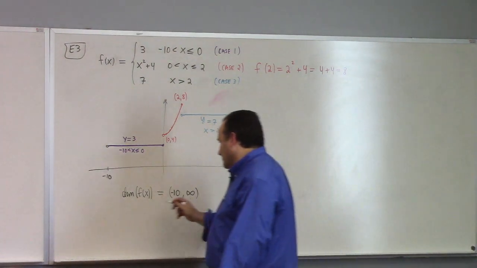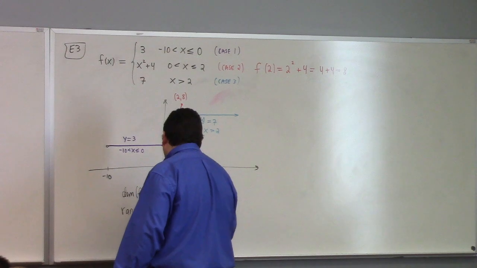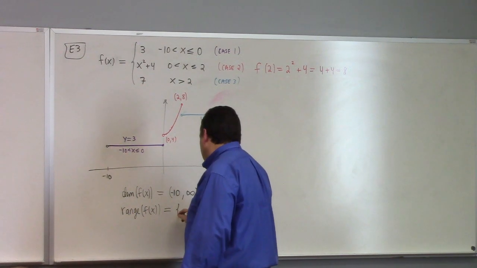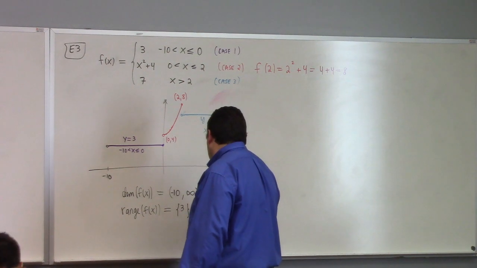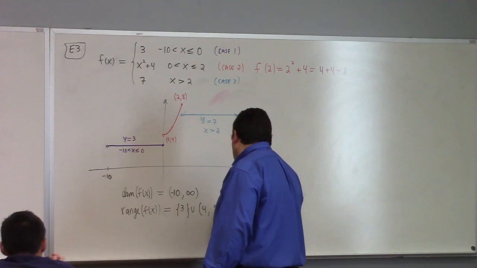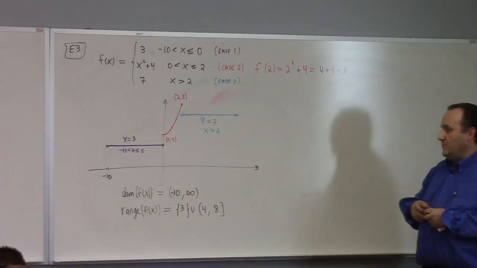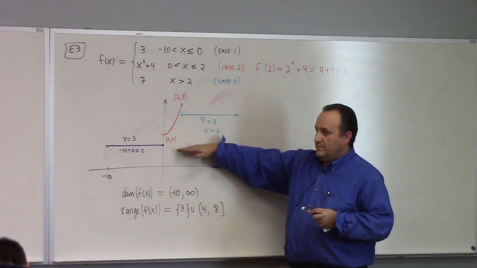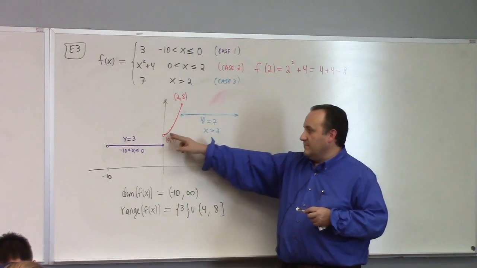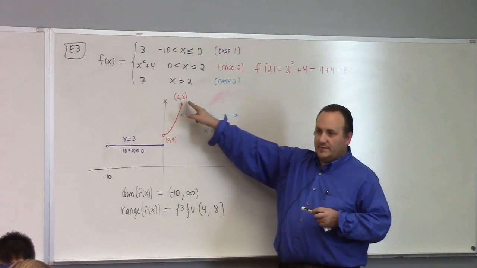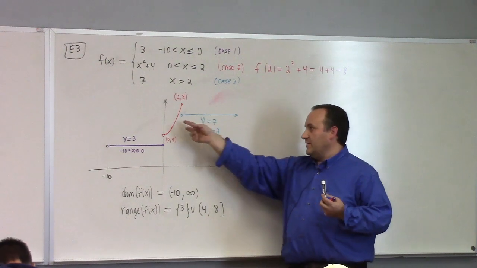And what's the range? The range of this one's weirder, isn't it? What are the allowed y values? I'll do this one for us. What we've got here is the number 3 on its own, unioned with the number 4, not included, all the way up to the number 8 included. And that's it. The outputs of the function are either 3, which happens for every x between minus 10 and 10, or the red piece covers y values from 4 all the way up to 8. That's all you get, because the whole blue line doesn't add anything new. It just adds 7, which we already had.